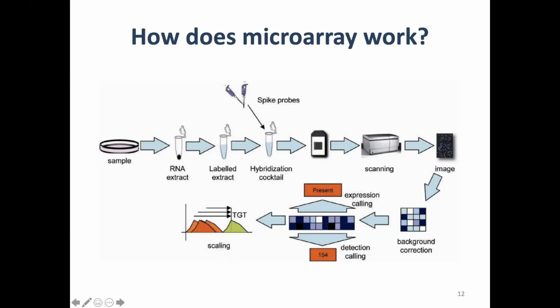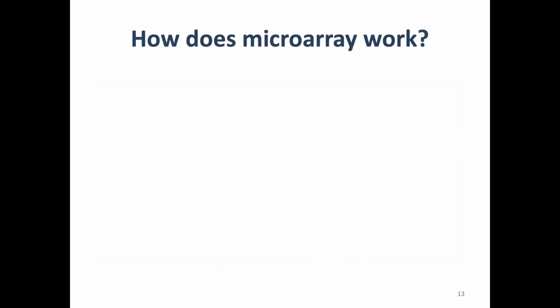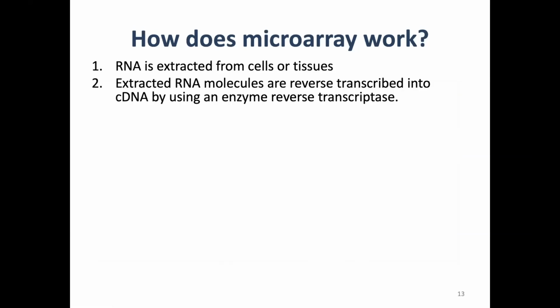So this is the overall general workflow, and I've written those methods in here in the slide. So I'll just go through briefly, okay? First, RNA is extracted from cells or tissues. Second, extracted RNA molecules are reverse transcribed into complementary DNA by using an enzyme, reverse transcriptase.